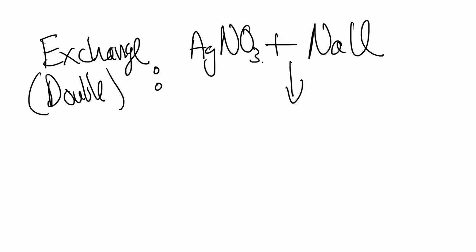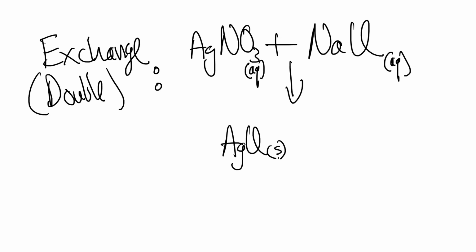Silver nitrate plus sodium chloride. Both of these are aqueous, and we can actually do a net ionic equation here. You look at your precipitation rules. Silver is insoluble in the presence of chloride, so you'll end up with silver chloride solid that precipitates. And you would only be able to predict this generally from your solubility rules. Okay. So that means we have the formation of a precipitate. This is a precipitation reaction.